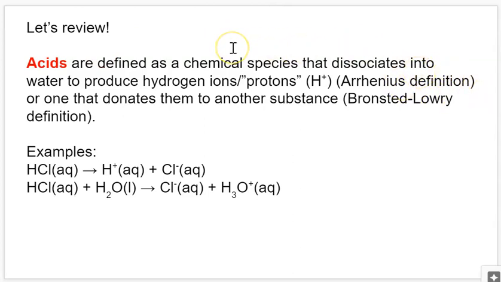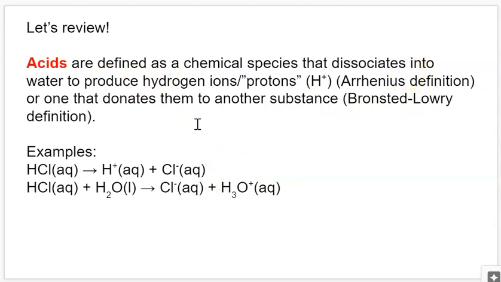And then there's also another definition of acid that says an acid is something that donates hydrogen ions or protons to another substance. And this is the Bronsted-Lowry definition. Both of these apply to a lot of acids, especially strong acids, but we'll talk about that in a bit. Some examples of what this looks like. HCl is an acid, and it splits up into hydrogen ions and chloride ions. And this is representing an acid in terms of the Arrhenius definition.